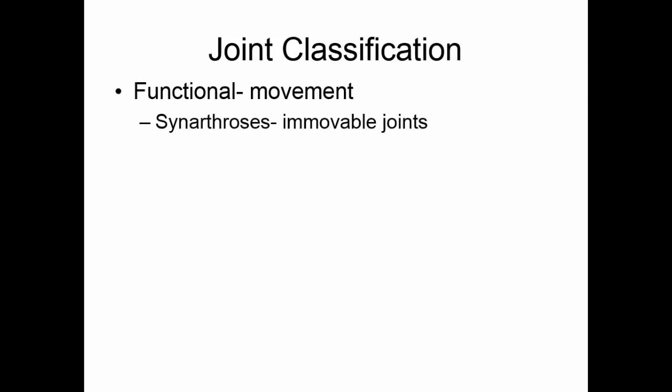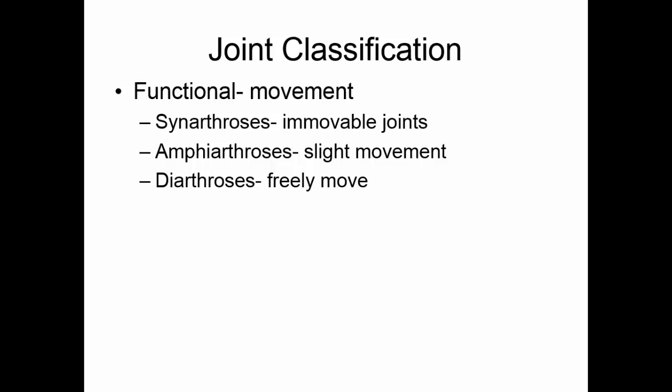Joints can be classified based on how they function, their movement, as well as their structure. Functional classifications are synarthroses, joints that don't move; amphiarthroses, joints that have slight movement; and diarthroses, joints that are freely movable. Now all of these words are plural. To make them singular, you change this E to an I.